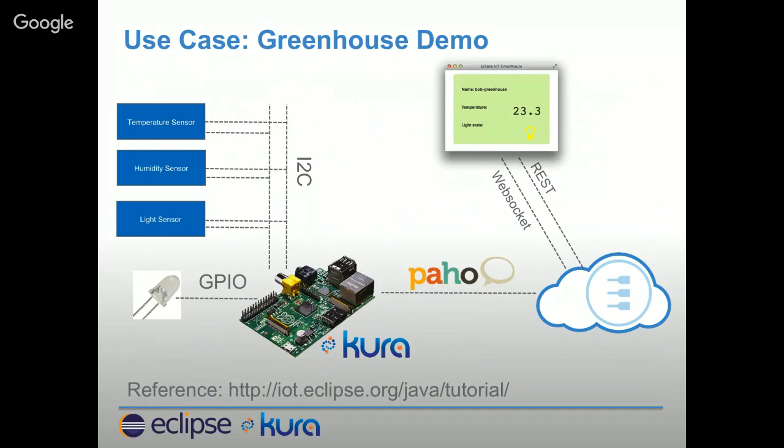All the source code is available. The hardware cost is pretty minimal. I think this whole setup, including the Raspberry Pi, is around $50 US. So very, very low cost to get in there and see what Kura can really do.